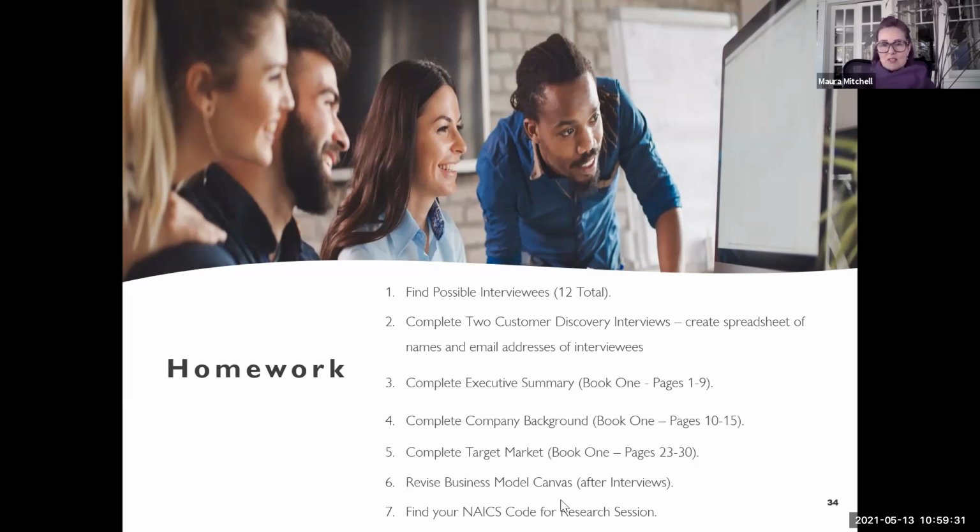And then I think you want to do number 6. So 1, 2, and 6, if you don't have time for anything else: revise your business model canvas after your interviews. If you find that your target market has shifted because you heard something different from someone, or some new traits of your target market, update it. And then if you could find your NAICS code, your industry code, for our research session. You can find that by just Googling NAICS.